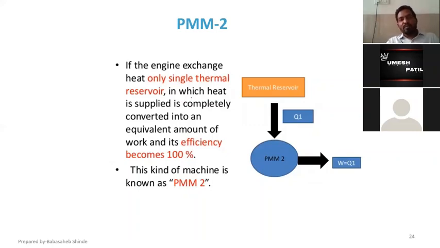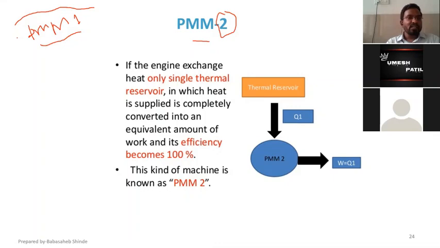Next is PMM2. Now, PMM2 stands for perpetual motion machine of second kind. Before that, while studying the first law of thermodynamics, we talked about PMM1, which stands for perpetual motion machine of first kind. So just like PMM1, there is PMM2 also. Before defining PMM2, can any one of you tell me what is PMM1 or how can we get PMM1? Samadhan?